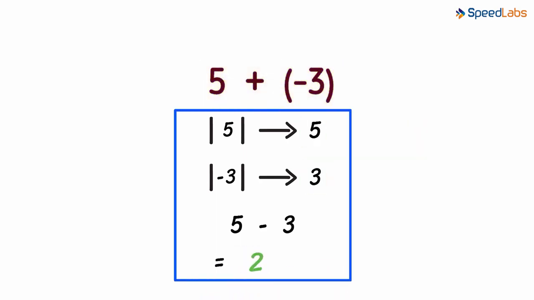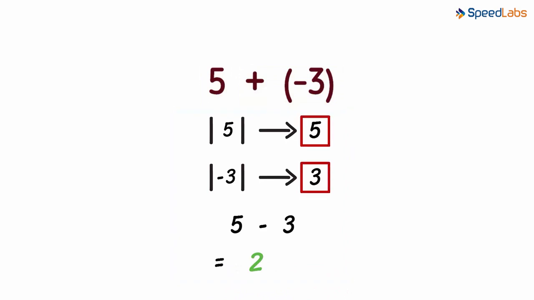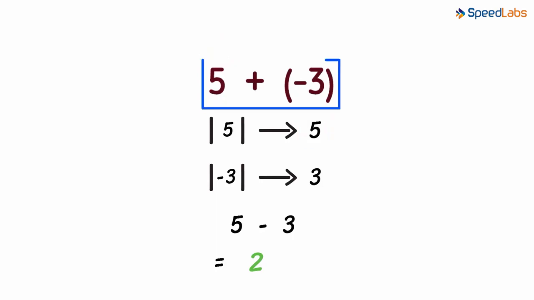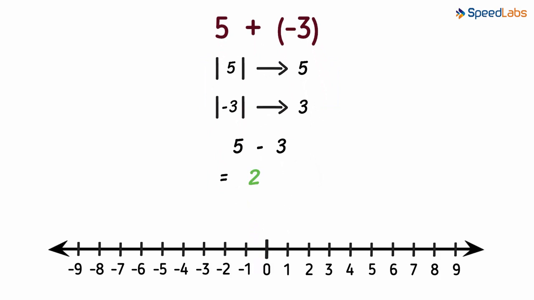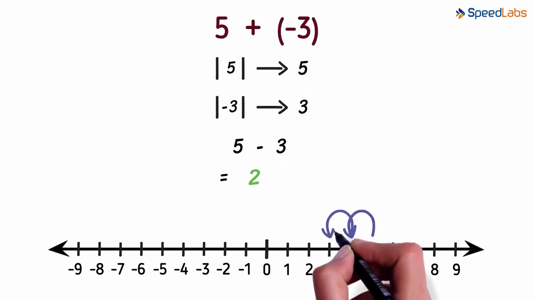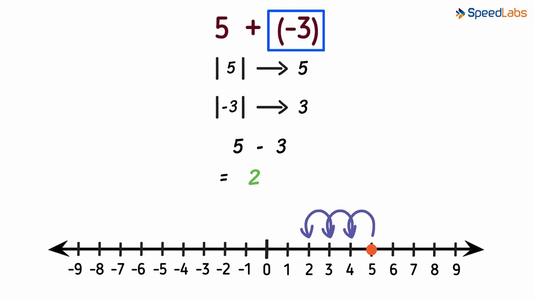Understand this well. Out of these two absolute values, 5 is greater. And the integer corresponding to 5 is 5, which is positive. This sign is used for the result. How will we solve this on the number line? We start with the integer 5 and then move 3 steps to the left as we are adding -3.